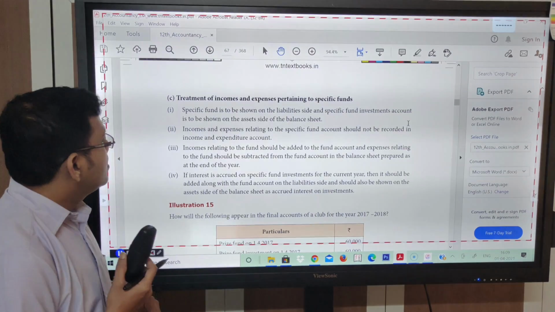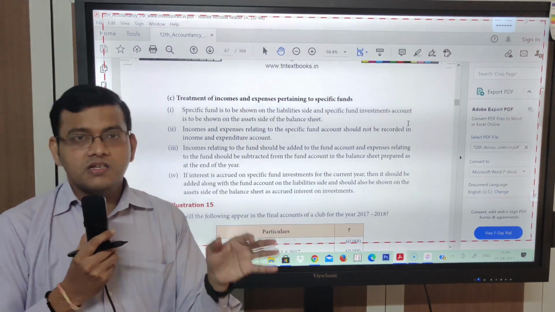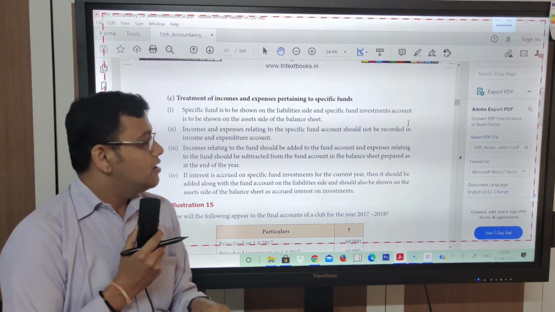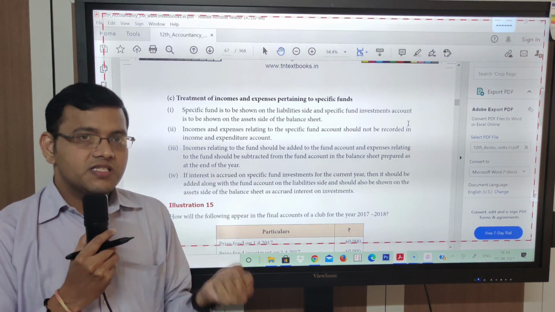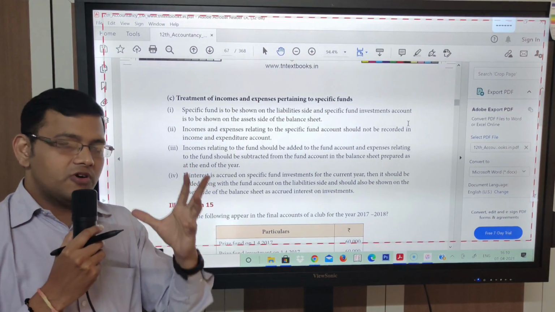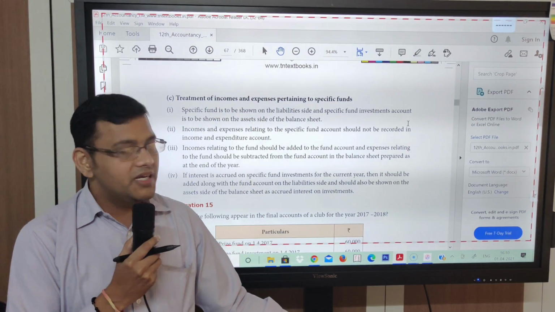Okay. This is a very important concept. How to treat income and expenses for specified funds. So specified funds are to be shown on the liability side. The fund has been collected with some purpose. For some specific reason it has been collected. So it will be on the liability side.